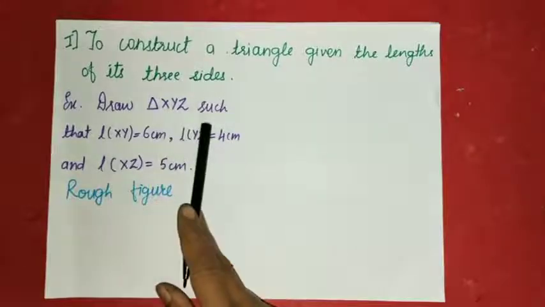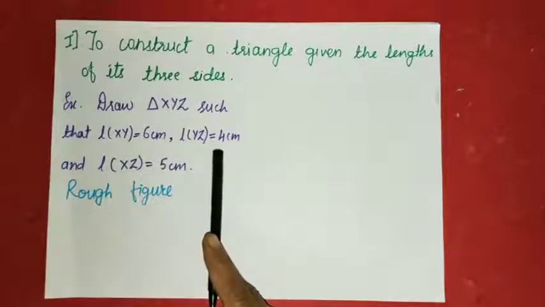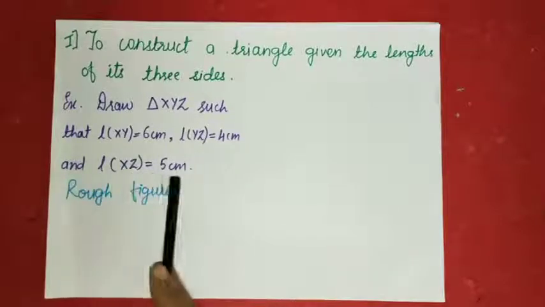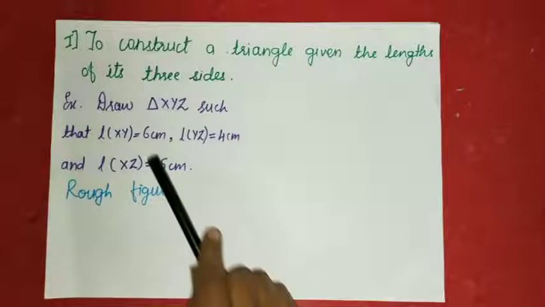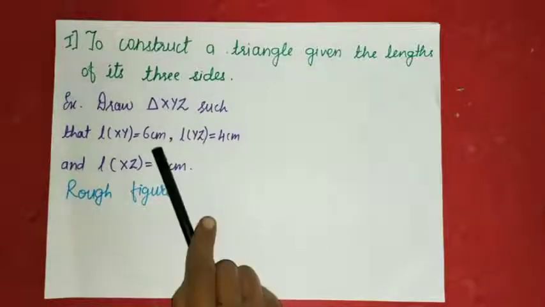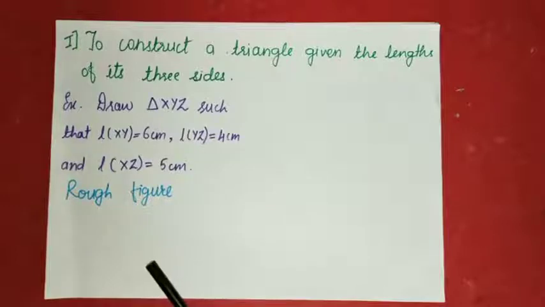Draw triangle XYZ such that length XY is 6 cm, length YZ is 4 cm and length XZ is 5 cm. See children, first we will draw rough figure quickly here and we will try to show the information as accurately as possible. Now here from the longest side, so we will take it as the base. Also while drawing the rough figure we will try to show it as the longest side in the diagram.